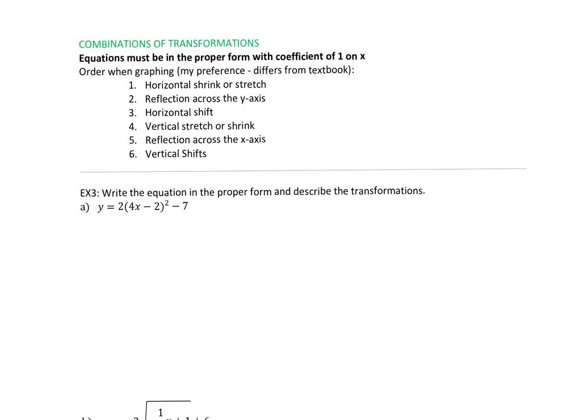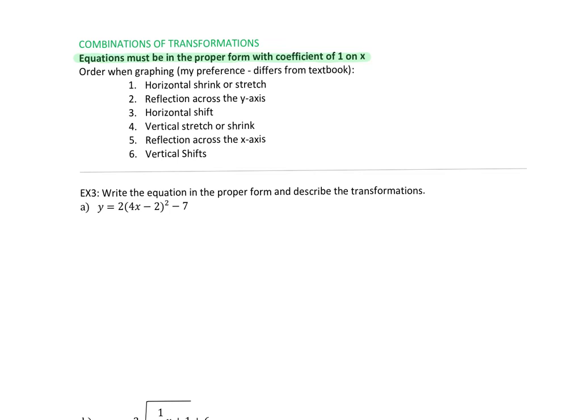Okay. Now, it becomes very complicated when we do a combination of transformations. So now we have a bunch of transformations. I am going to differ from your textbook. First of all, they really don't mention this, and they should. They should mention that your equations should be in the proper form where the coefficient on your x value is 1 before you can even discuss the transformation.